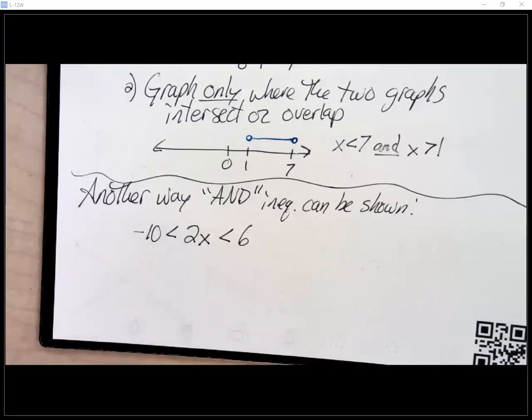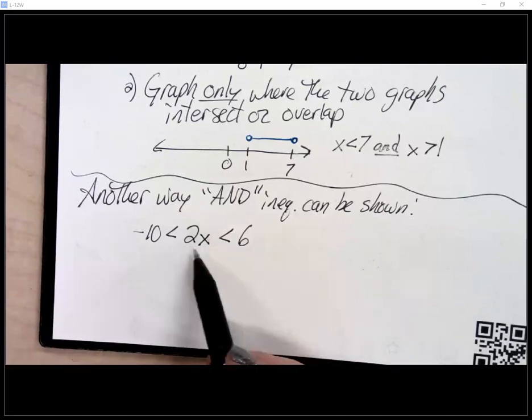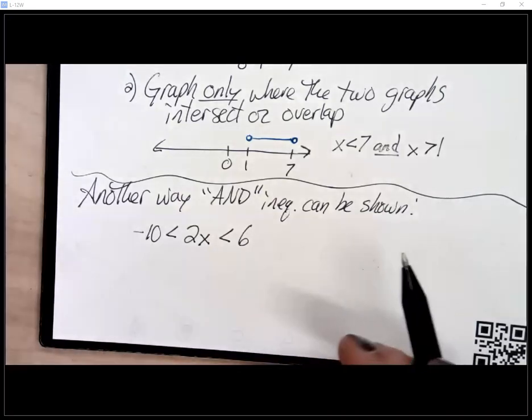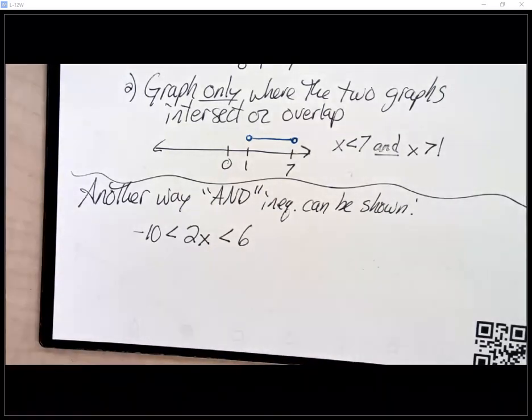If I want to solve this, my goal is still the same. I still want to get the x by itself. So you have some options here. You could rewrite this as two separate single inequalities. I usually don't, if I'm honest with you. I just kind of treat it like an inequality that just has 3 parts. So instead of having a left-hand side and right-hand side, I have a left, a middle, and a right.